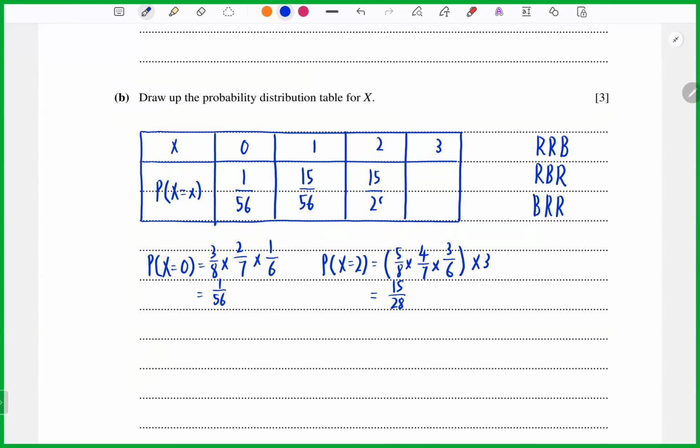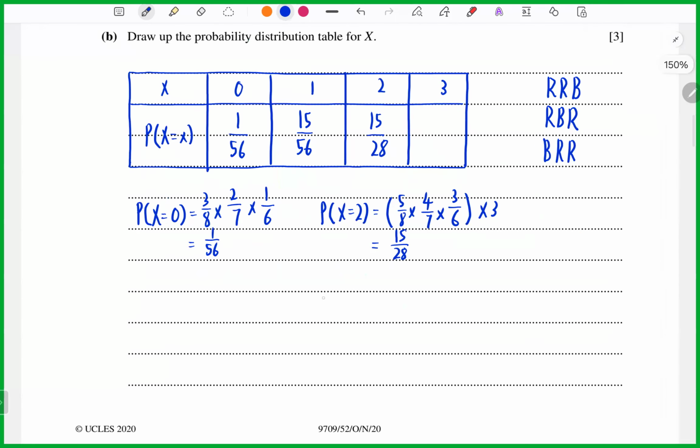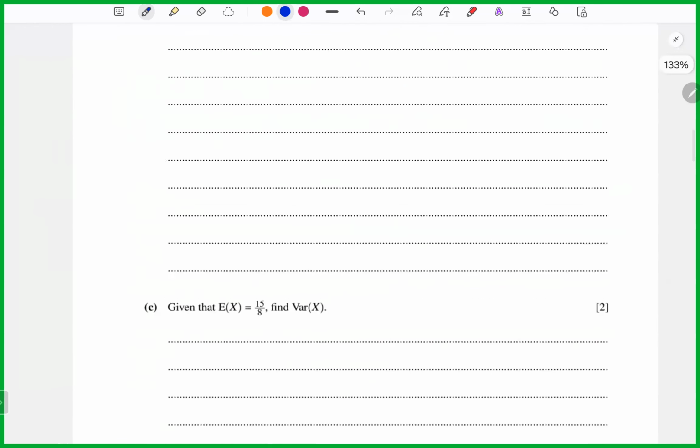15 over 28. And then last, when X equals 3, this is very easy to calculate because you just take all reds. So you take 5 over 8 multiply 4 over 7 multiply 3 over 6 here. So you will get 5 over 28. And now we try looking at the next question.